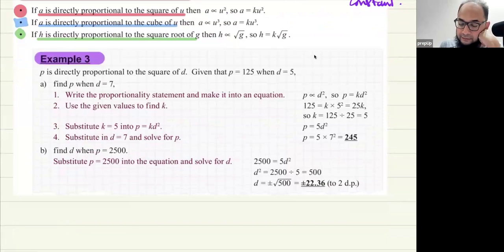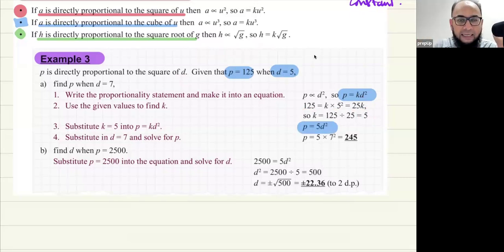It says P is directly proportional to the square of D. So P is equal to KD square. Now, what else is there? P is 125 and D is 5. So now we are writing P is 125, D is 5, but 5 is being squared. So 25K is 125. Therefore, the value of K comes out to be 5. Therefore, P is 5D squared. Now you can plug in D, you can find the value of P and vice versa.